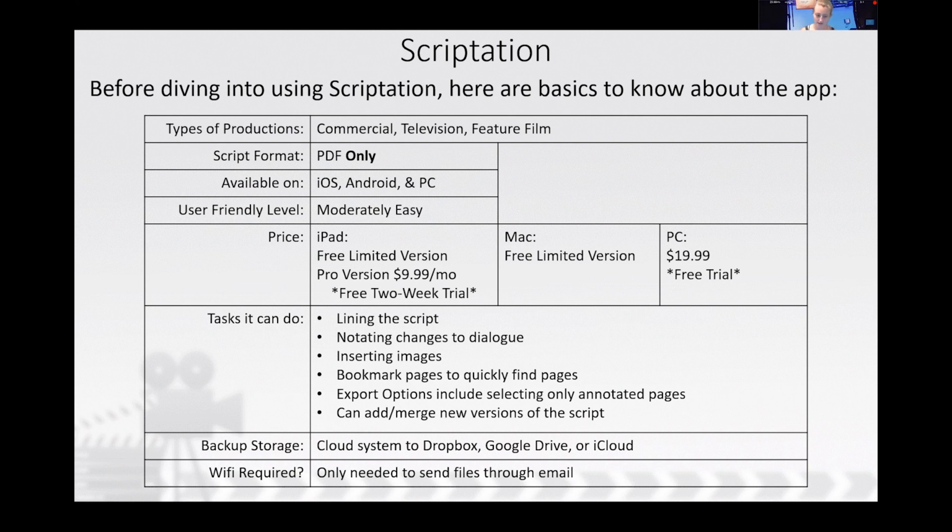Now the tasks that this can do: you can still do lining of the script, you can still notate dialogue changes, you can insert images. So you'll see us create layers of scripts in the program itself, so you can have multiple copies, and in one of those layers you can have your continuity photos for each scene, so it's an easy way for you to grab that kind of information. And then you can bookmark pages to find certain sides, like if you're shooting scene 5, 25, 72 today, you can bookmark those pages and easily jump to those.